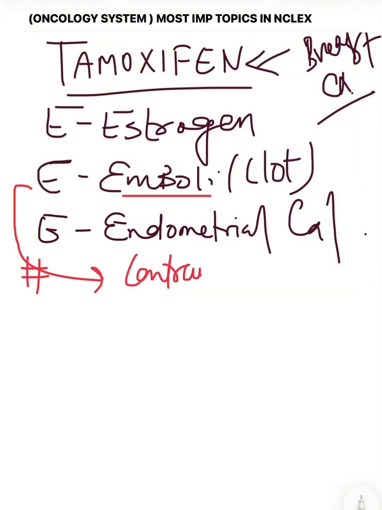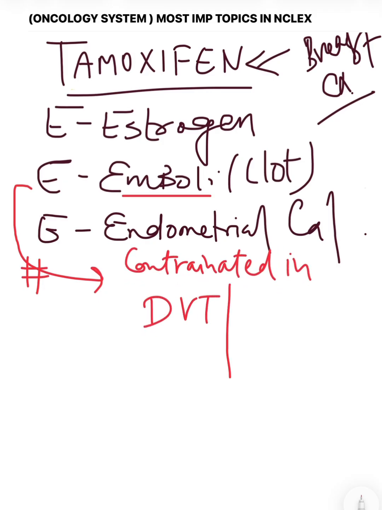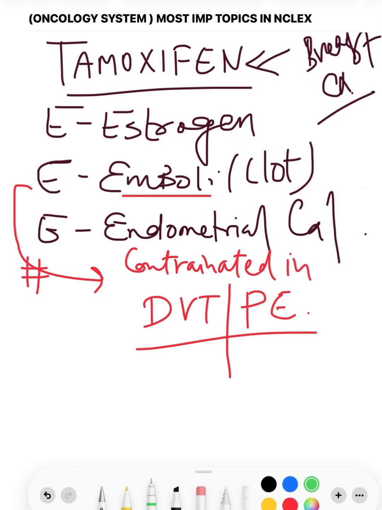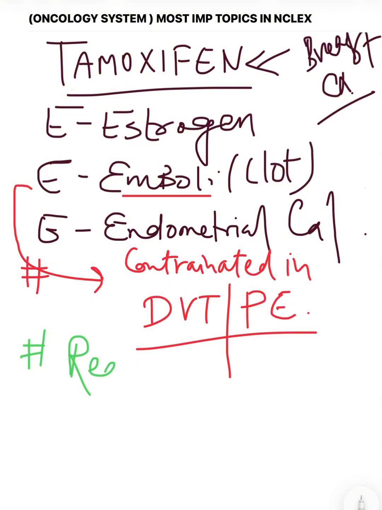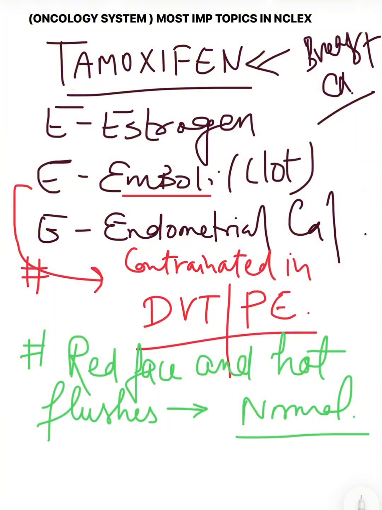So here is some contraindication. We do not give it in DVT and pulmonary embolism because it leads to clot formation. So we do not give this medication in DVT as well as pulmonary embolism. There is one more point. Red face and hot flushes are normal and expected with this drug.